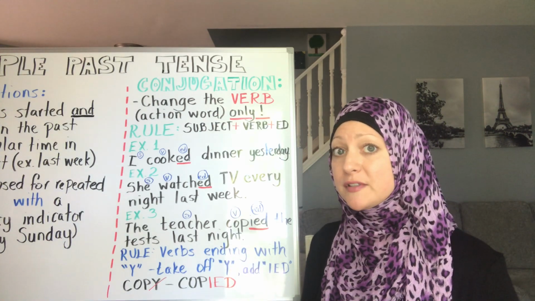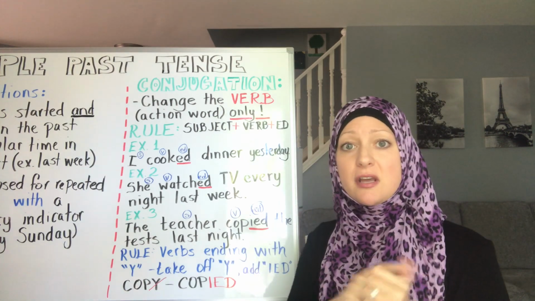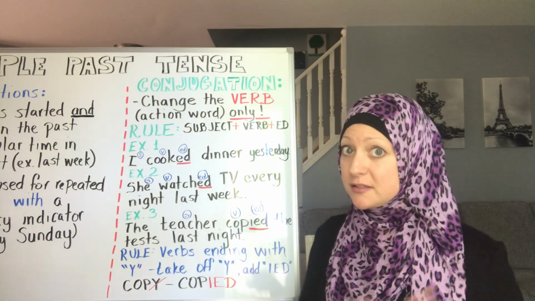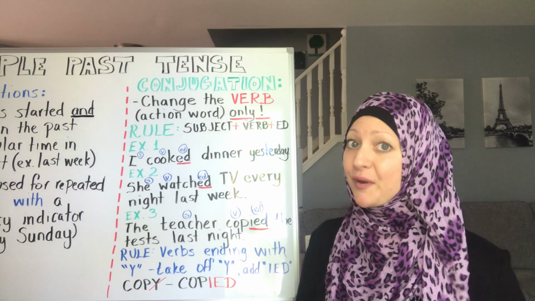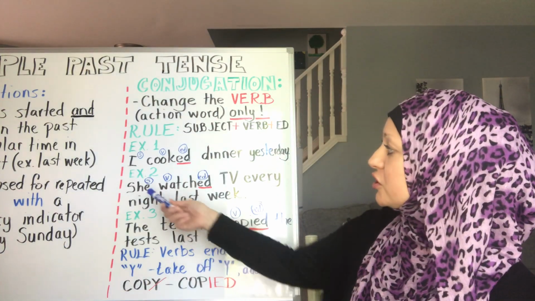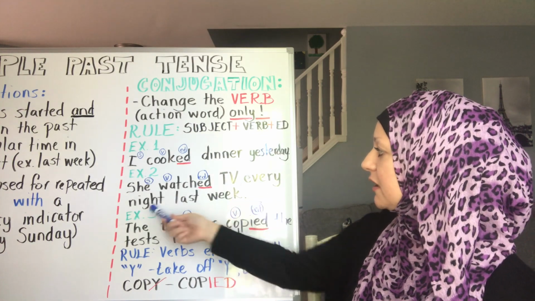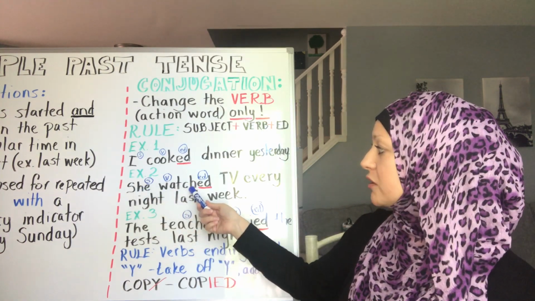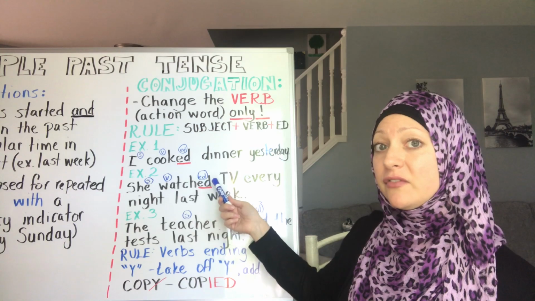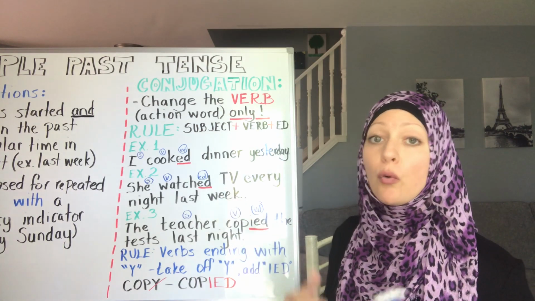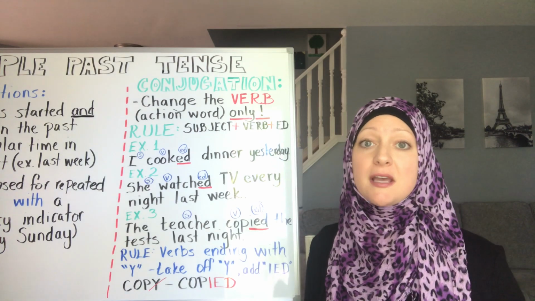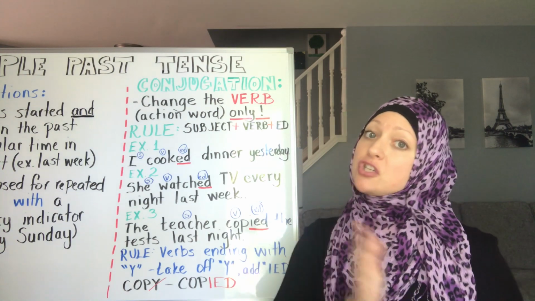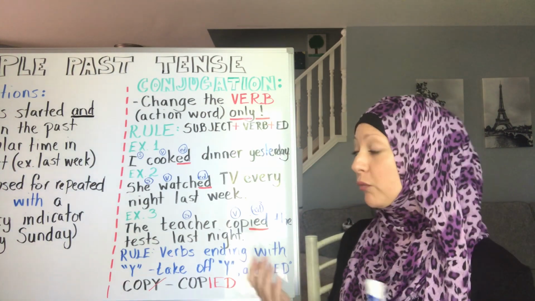Does it go with our other rules? Yes, because it started yesterday and it ended yesterday. You have a particular time in the past, such as yesterday, that it happened. Okay? Example number 2. She watched TV every night last week. She is your subject, watched is your verb, and you have the ed added on to the verb watch. If you are watching right now, you will say, I am watching TV, but because it started and happened yesterday, I watched TV yesterday or whenever it happened.